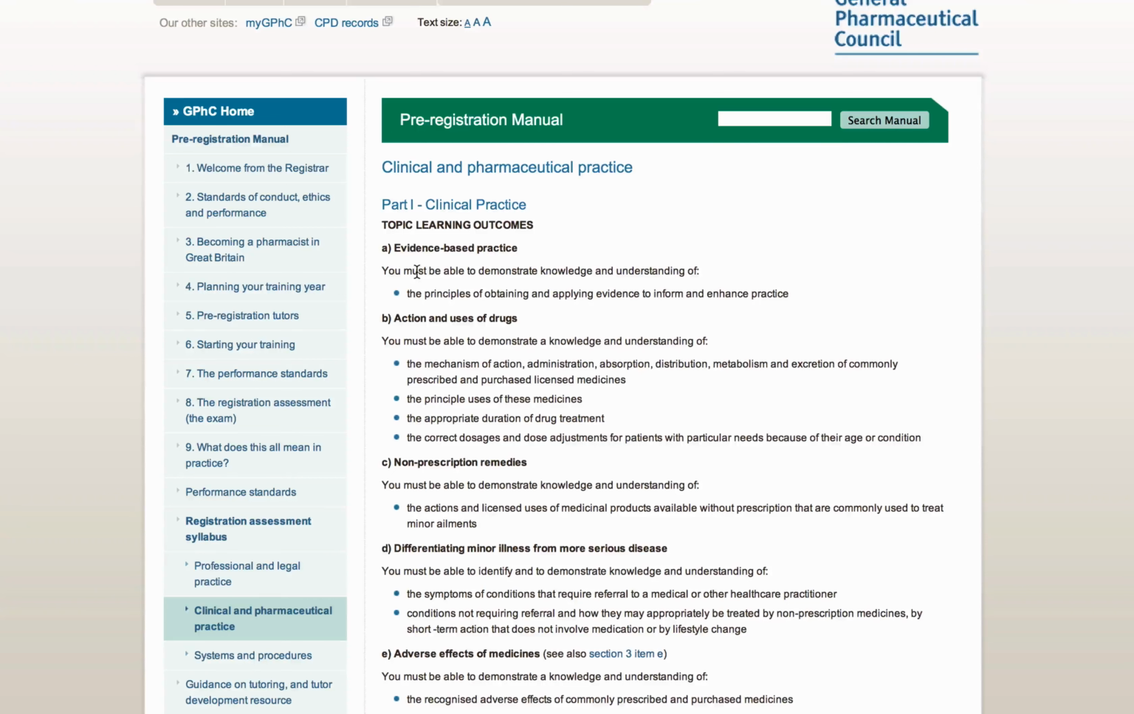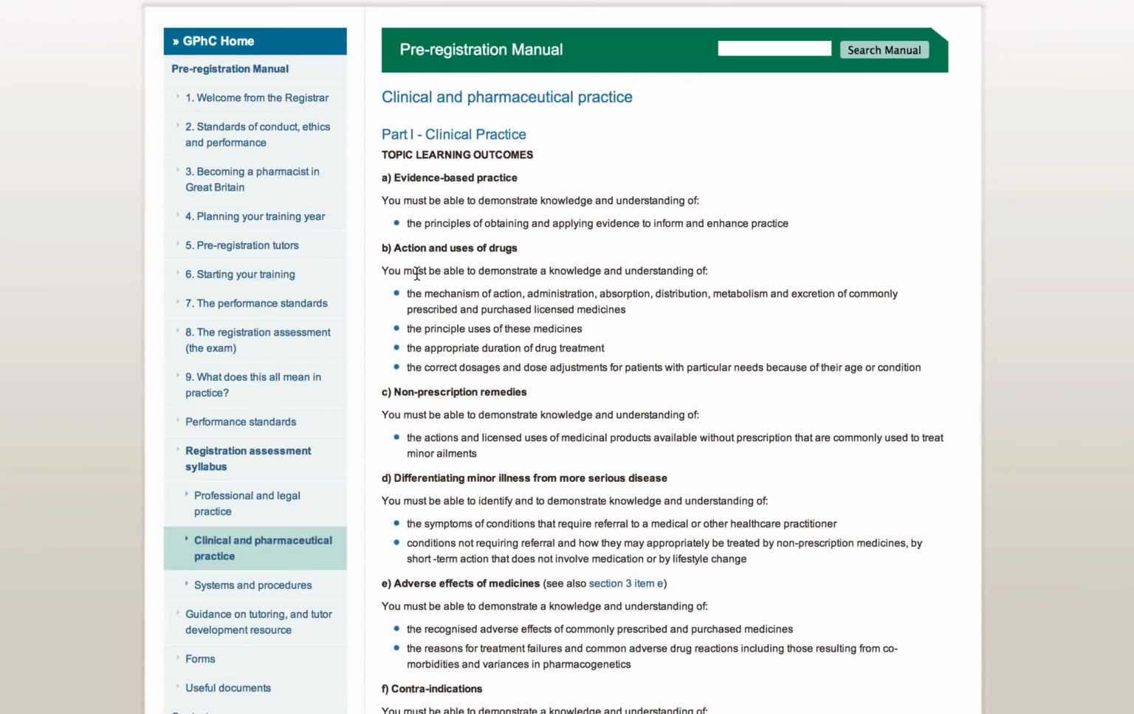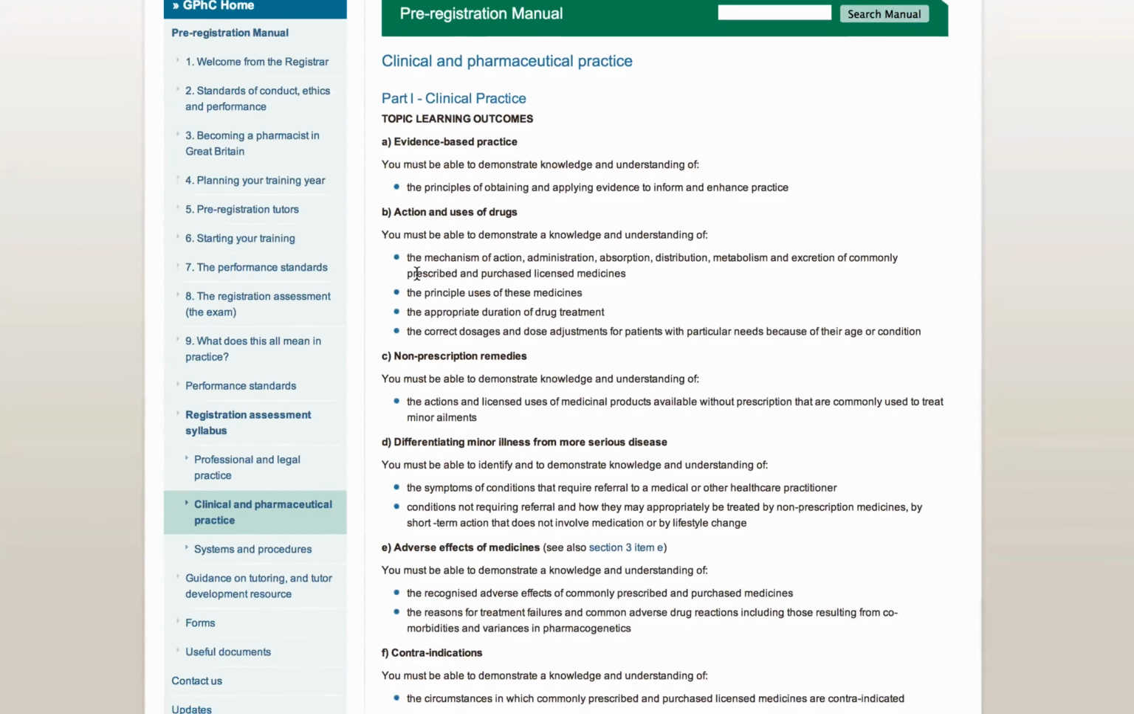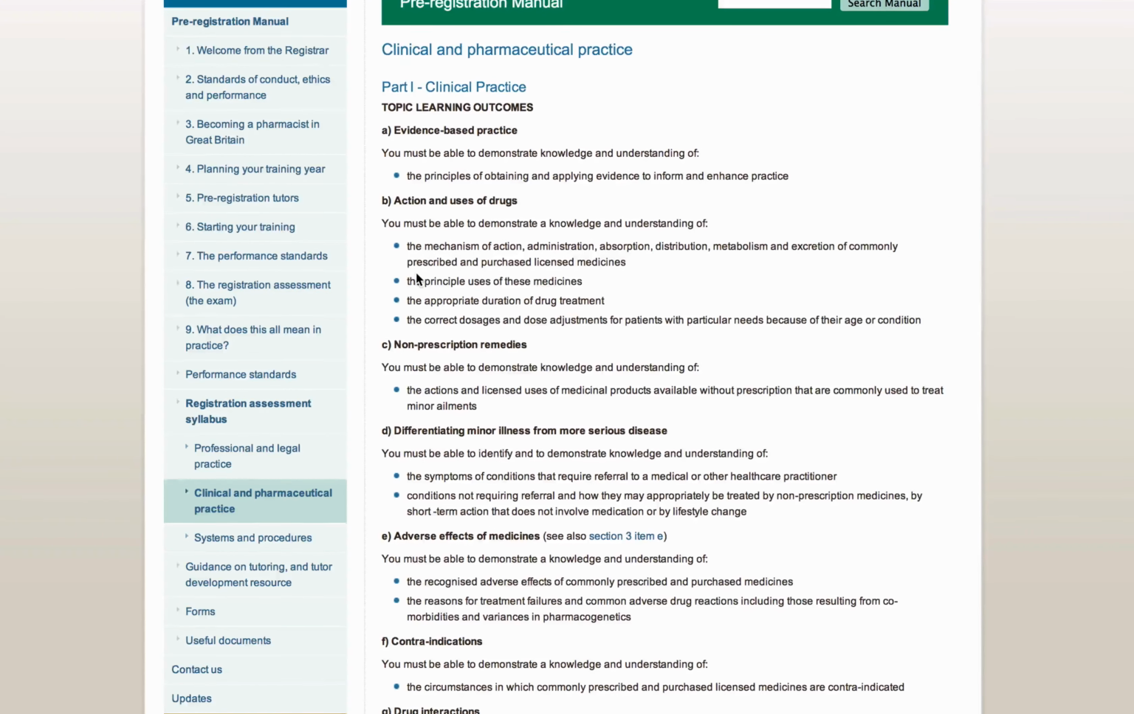Action and use of drugs: you must be able to demonstrate knowledge of mechanism of action, administration, absorption. So ADME, so it's pharmacokinetics, but that very rarely comes up anyway. The principles of these medicines, duration of drug treatment, correct dosages, dose adjustments. A lot of that's all in the BNF. Non-prescription remedies: you must demonstrate knowledge of the action and license.